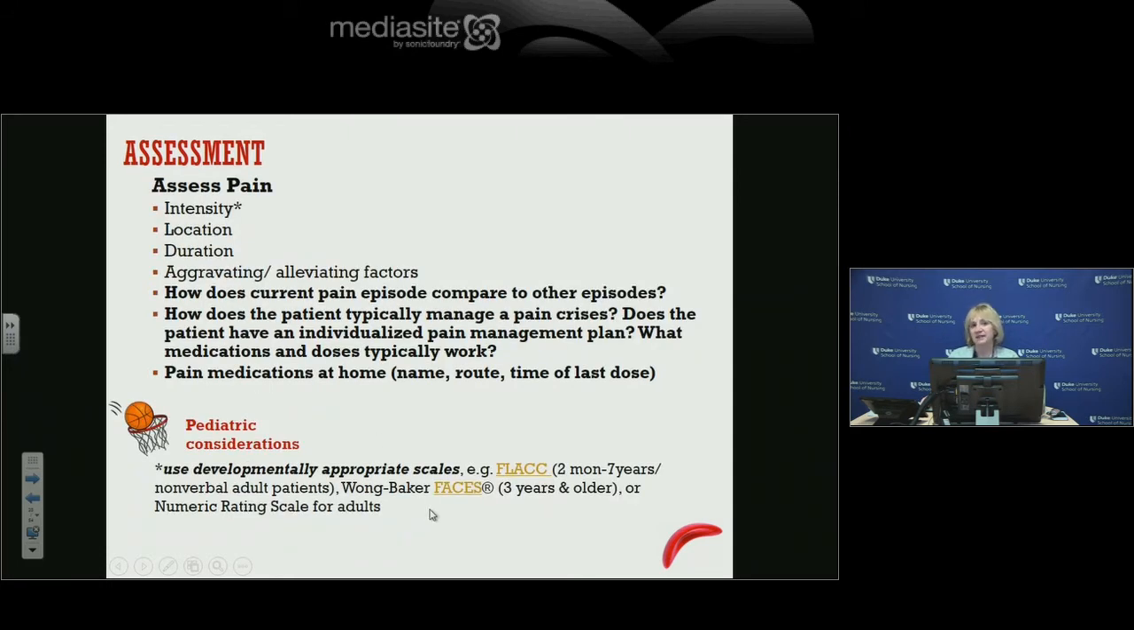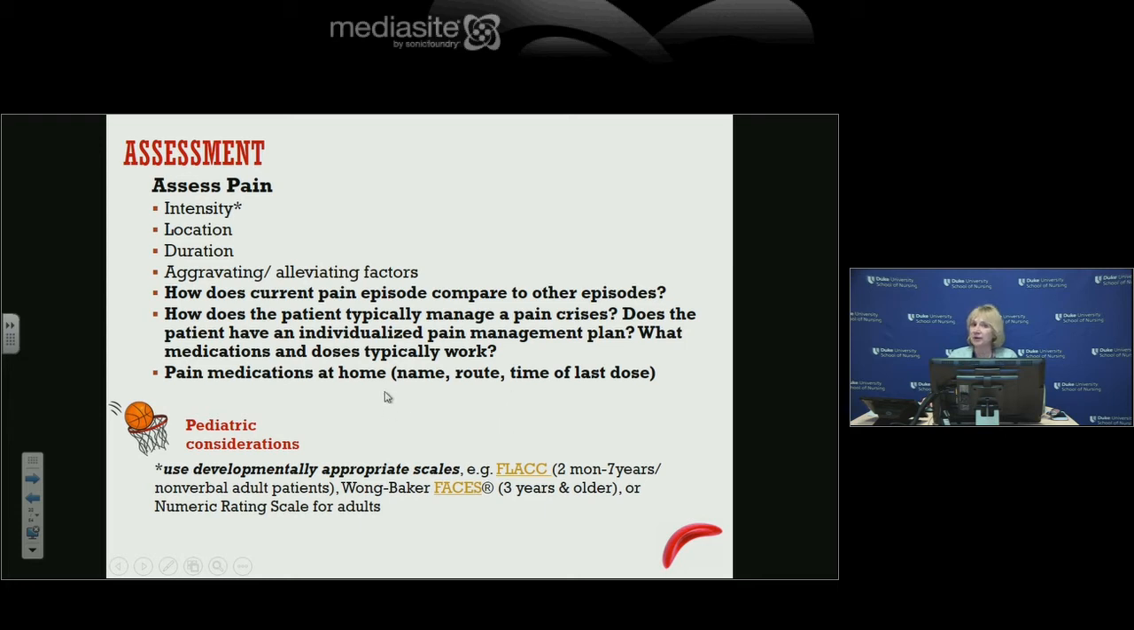So we want to assess the intensity, we want to assess the location, duration, all the things that we normally do, but in particular asking these questions. Is this like your typical crises? If not, how is it different? How do you manage it? What is your individual pain plan? What works for you? Because we want to be able to treat patients with what works for them so that we can treat them quicker and more efficiently.